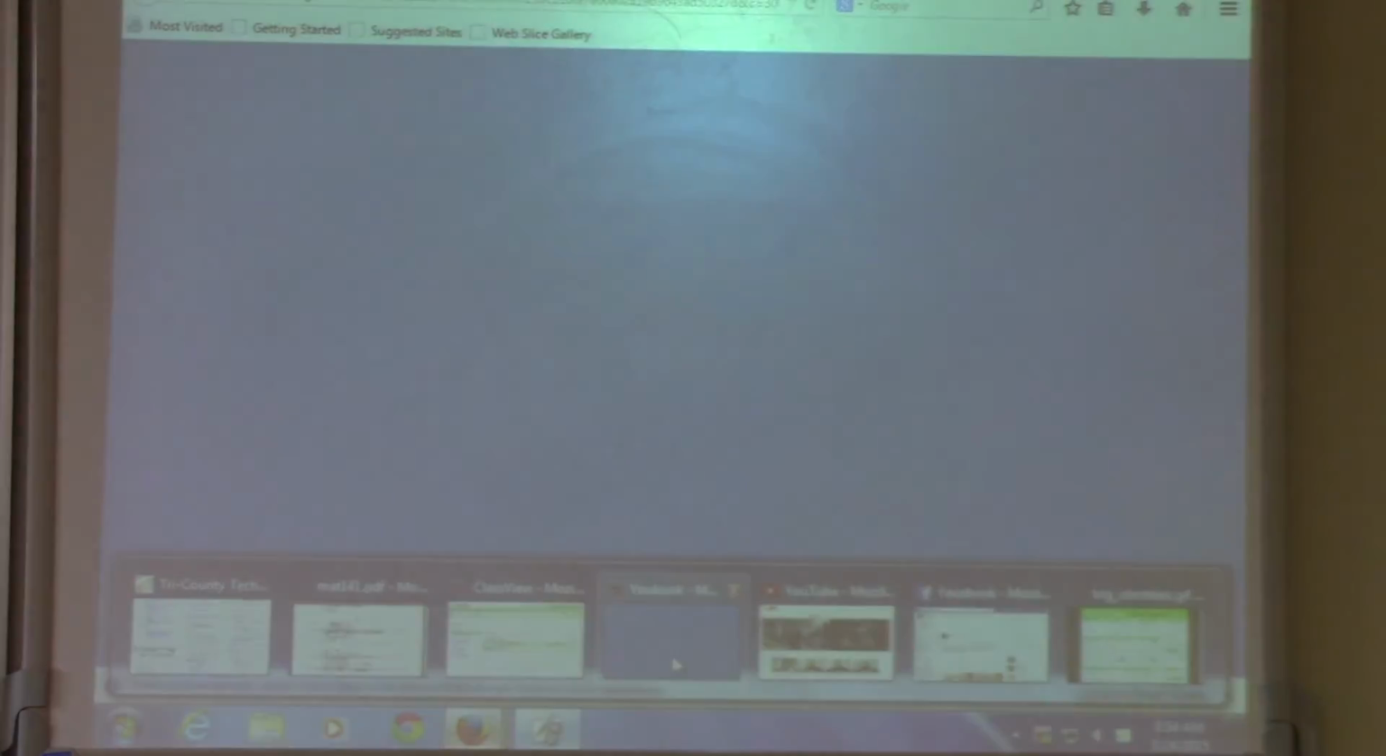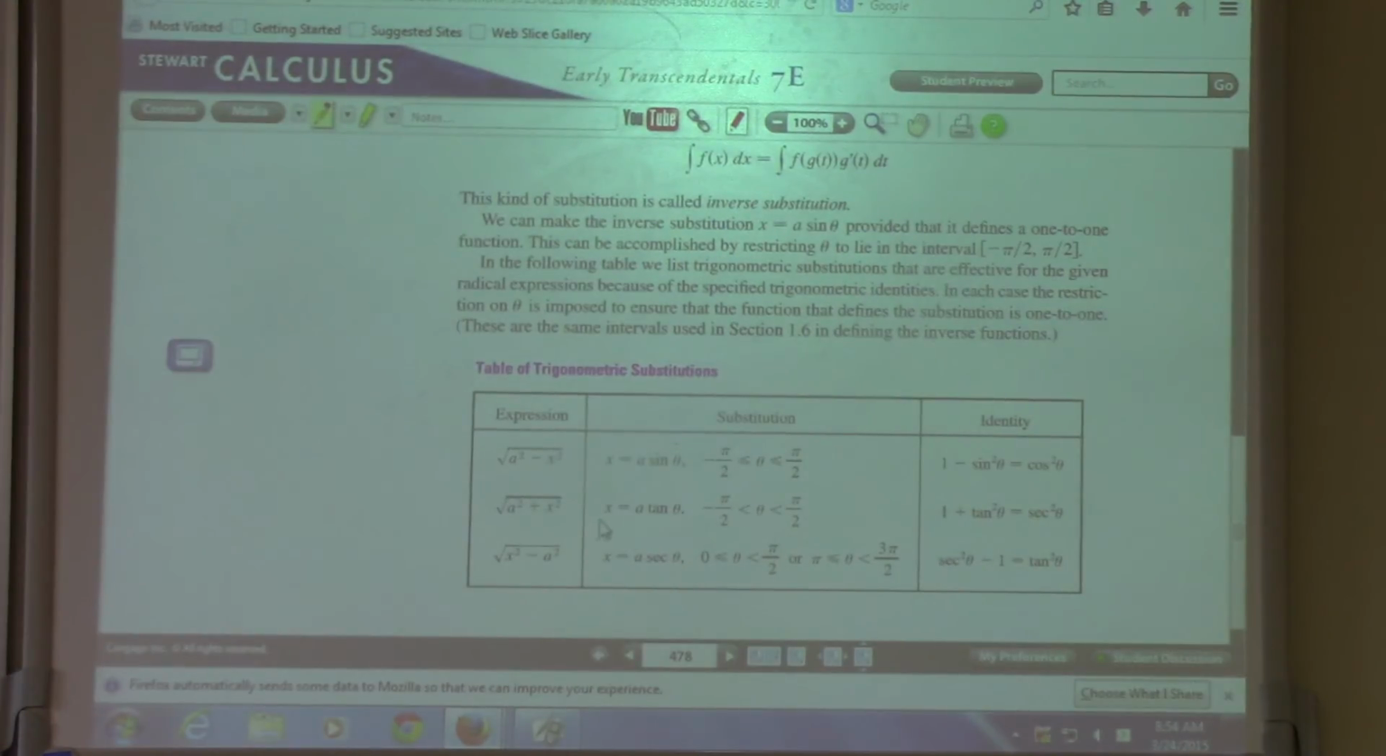Let me find it. What does it say right here? It says x is equal to a tan of theta, Hubert. Thank you, class. So what's the tangent of theta equal to? Sine of theta over cosine of theta. If I wanted to get the tangent by itself, what would I do? Divide by a. Okay, so x over a is equal to the what? Tangent of theta. And what is tangent?